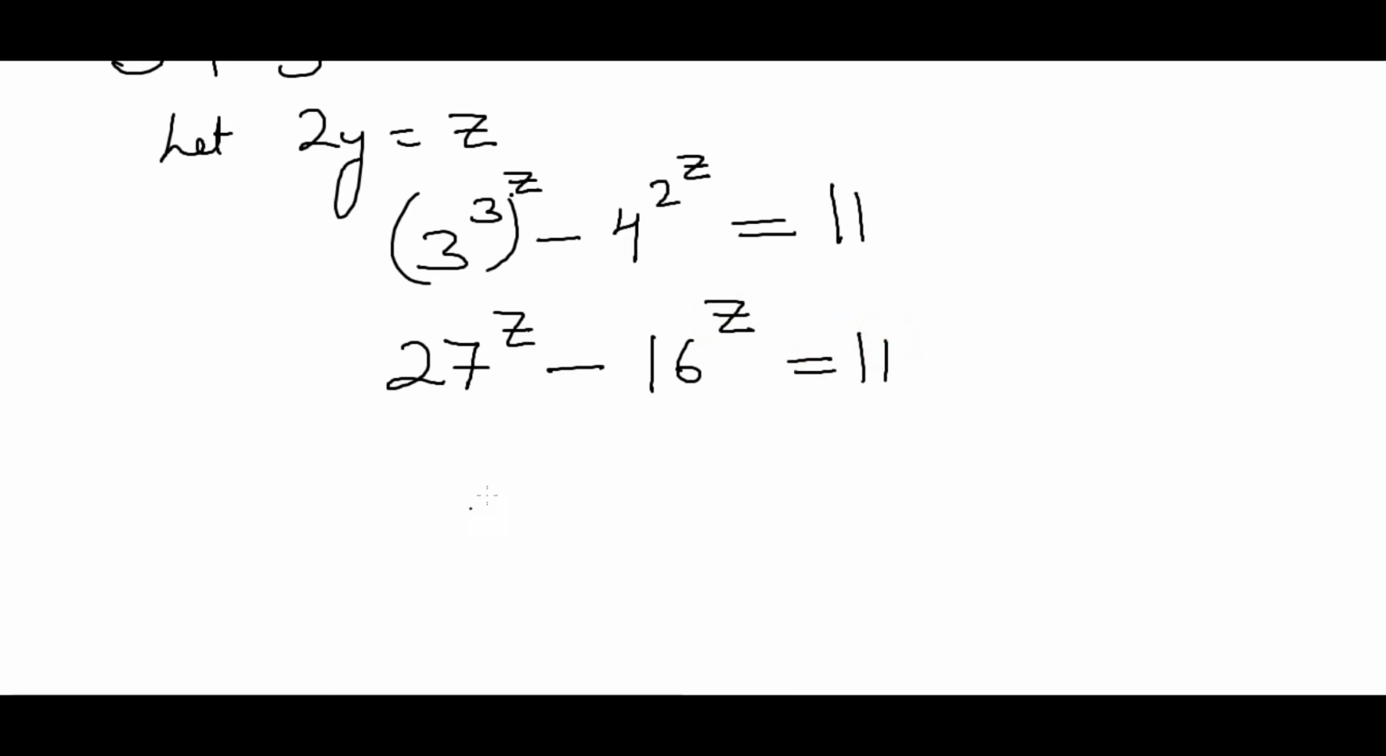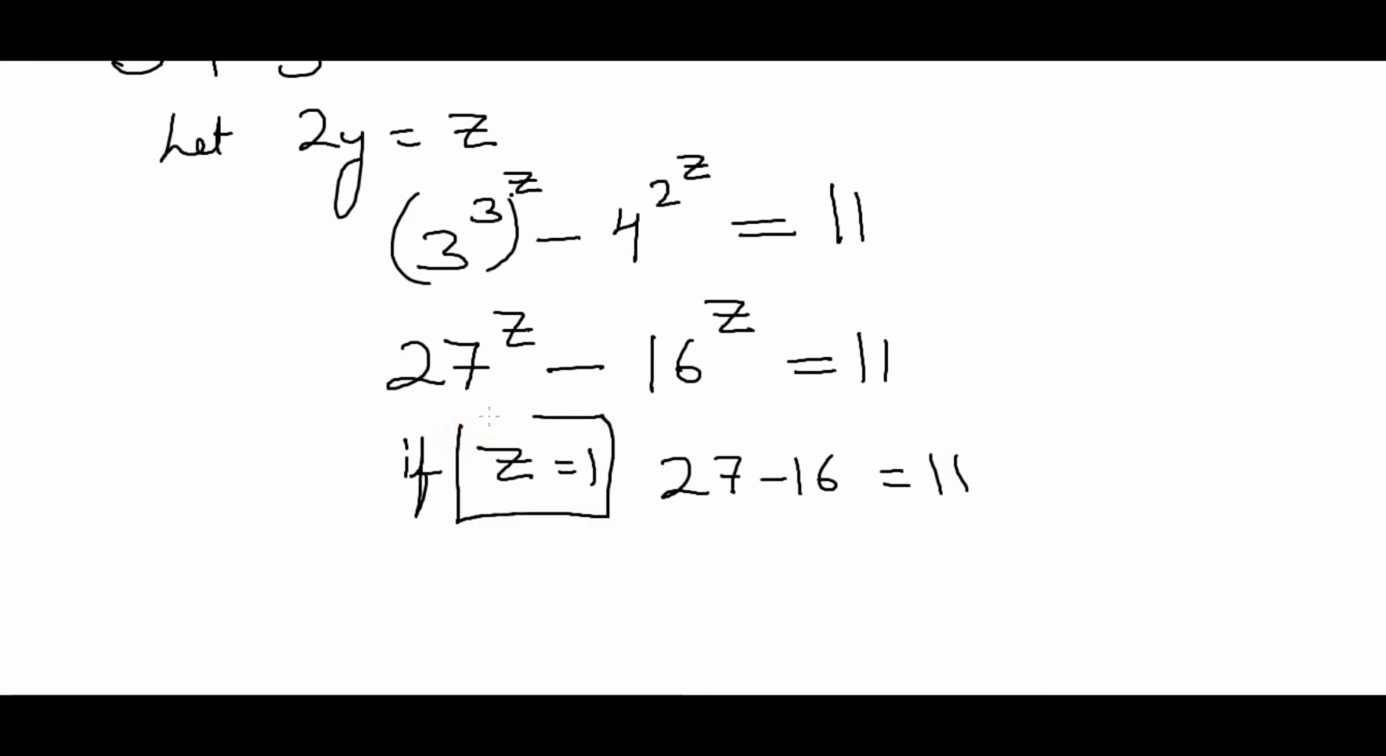Here, I think you know this. So, if we substitute z equal to 1, then the situation is verified. Like 27 minus 16 is going to be 11. So, our z equal to 1 is correct. And it is an integer solution. So, now let's find out the x.